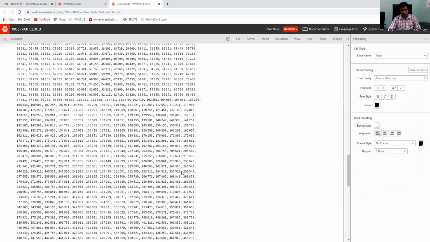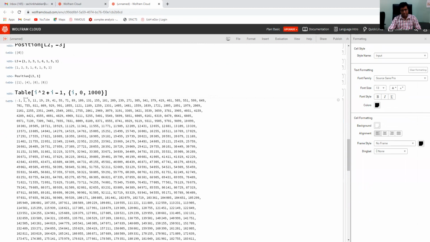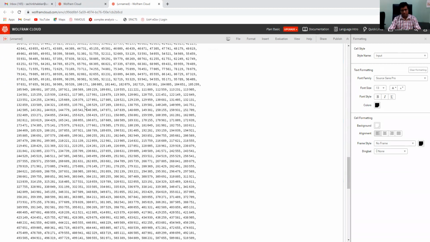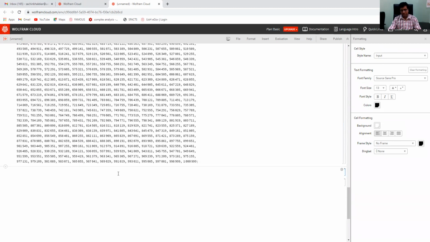We can also have a two-dimensional list. Two-dimensional lists are nothing but matrices. So we can have different operations. A one-dimensional list means a vector. A two-dimensional list means a matrix. Okay, so let us see some linear algebra.